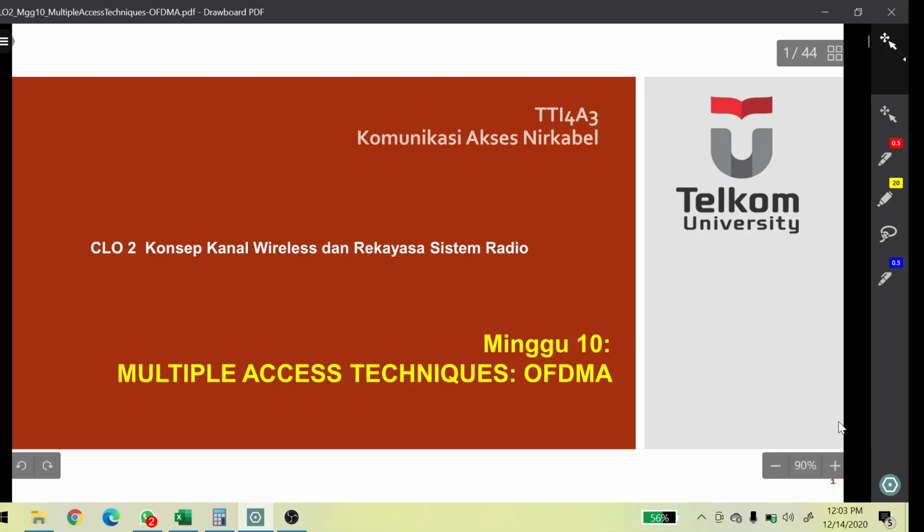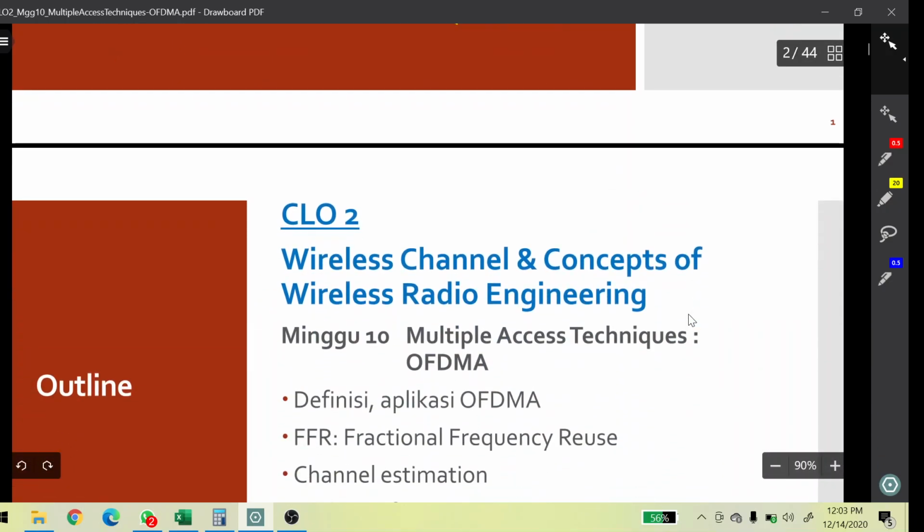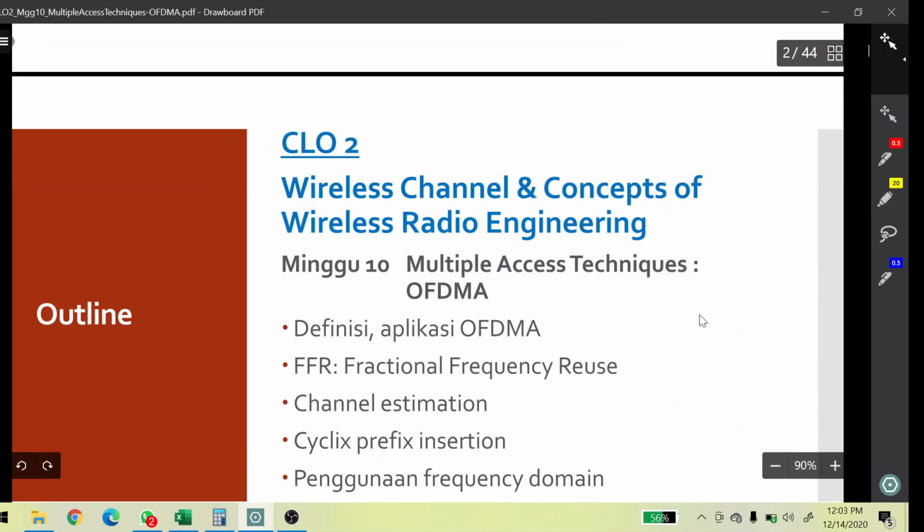About this multiple access technique, OFDMA, which means orthogonal frequency division multiple access. Last week we already learned about OFDM, right? With OFDM, we are eliminating the guard band that is applied in FDMA. So OFDMA is the combination of FDMA and TDMA. However, besides combining these two, we are eliminating each of their weaknesses.